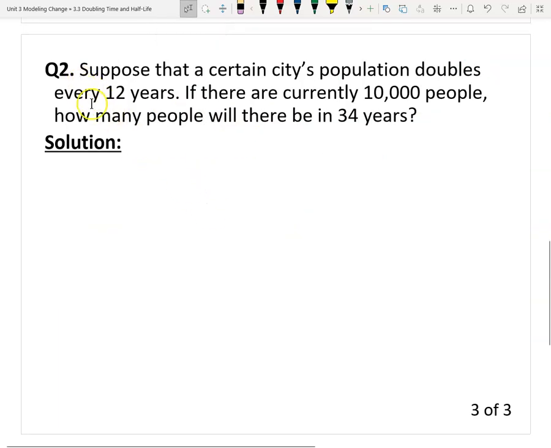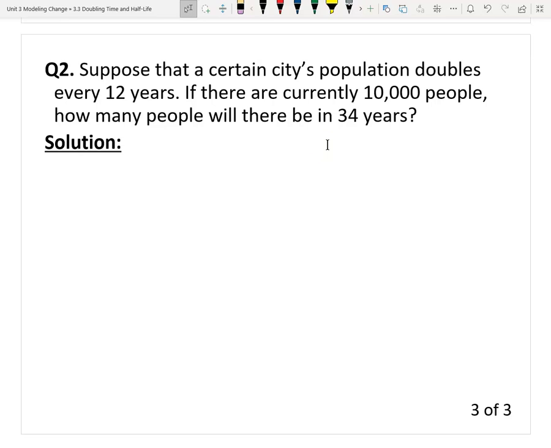Here is the second question. Suppose that a certain city's population doubles every 12 years. If there are currently 10,000 people, how many people would there be in 34 years? The population grows exponentially because it says it doubles every 12 years, right? We do have a doubling time. And the question asks how many people there will be in 34 years, which is the future value. So for the first method, we can use the formula directly, right?